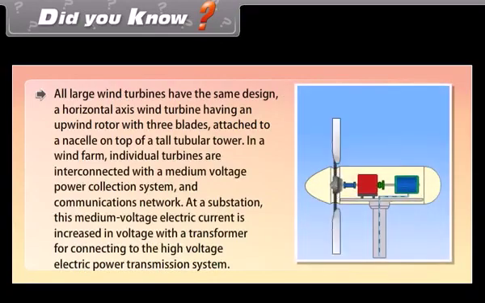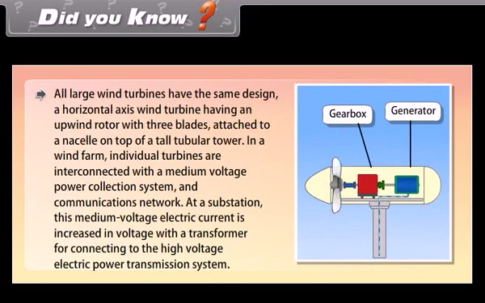Did you know? All large wind turbines have the same design, a horizontal axis wind turbine with an upwind rotor with 3 blades, attached to a nacelle on top of a tall tubular tower. In a wind farm, individual turbines are interconnected with a medium voltage power collection system and communications network. At a substation, this medium voltage electric current is increased in voltage with the transformer for connecting to the high voltage electric power transmission system.